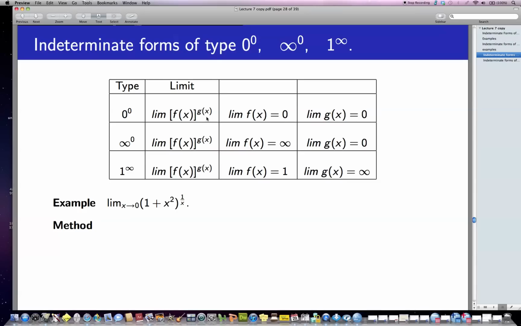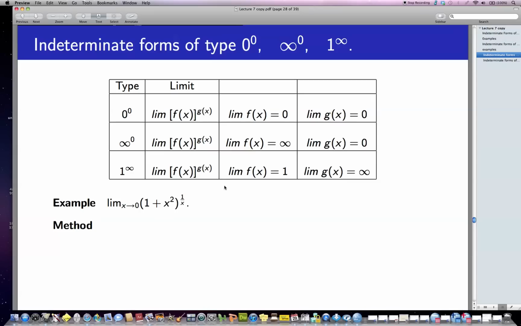And so we have 2 opposing forces. We have the base here going to 0, and the power is going to 0, making this f of x to the g of x larger, and the base is making it smaller, so we can't really tell where this limit is going. But we'll see we can apply L'Hopital's rule here. Another indeterminate form is infinity to the power of 0, and also 1 to the power of infinity.